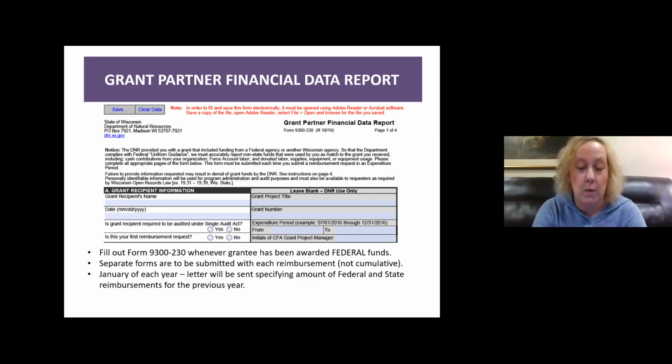We use this so that we can accurately report non-state funds that were used as match to the grant, including cash contributions from your organization, force account labor, donated labor, supplies, equipment, or equipment usage.